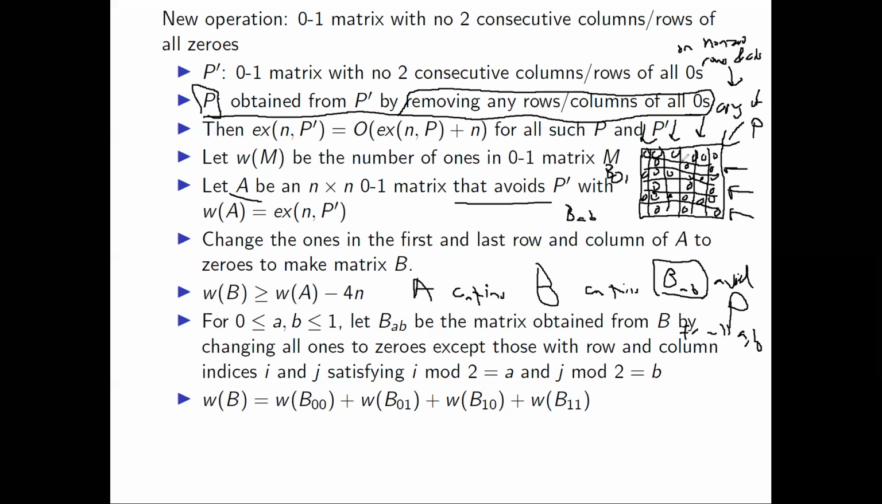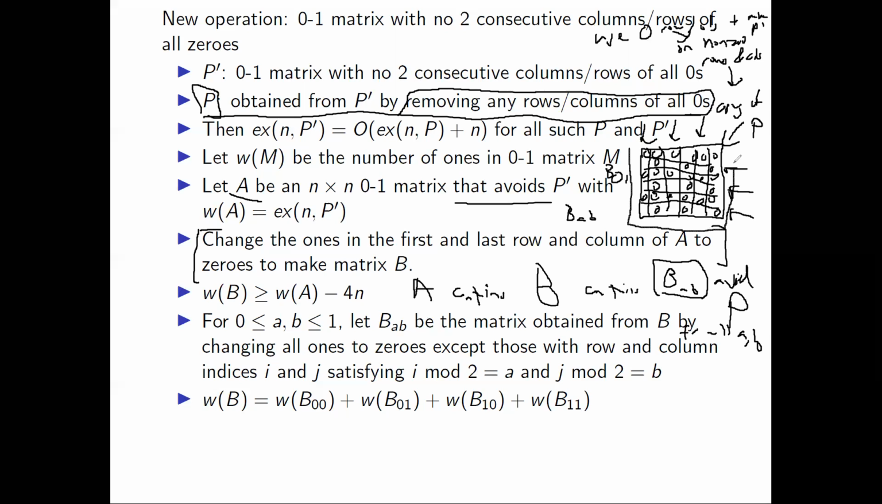And since it's on the non-zero rows and columns, we can use the zero rows and columns to make P prime. So we take the copy of P on the non-zero rows and columns in BAB, and we know there have to be zero columns and zero rows between the non-zero rows and the non-zero columns. So that gives us a copy of P prime. And there's one other thing to mention. So remember the matrix B. We obtain the matrix B by changing the ones in the first and last row and column of A to zeros.